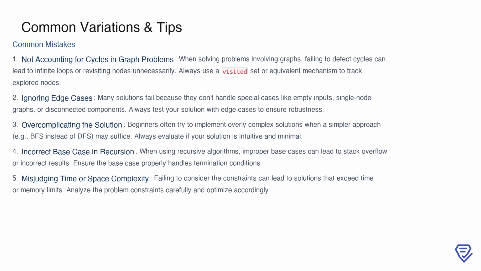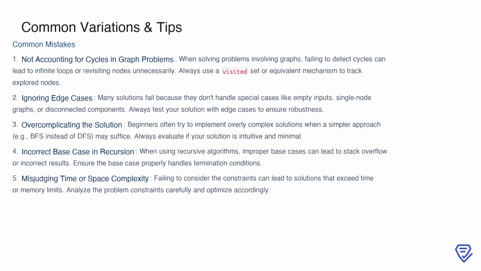When tackling graph problems, there are some common mistakes you should watch out for. First, forgetting to account for cycles in the graph can lead to infinite loops or revisiting the same nodes unnecessarily. This is why it's important to use a visited set or similar mechanism to track the nodes you've already explored. Next, ignoring edge cases is a frequent pitfall. For example, your solution might fail on empty inputs, single-node graphs, or disconnected components. Testing with these special cases ensures your solution is robust.